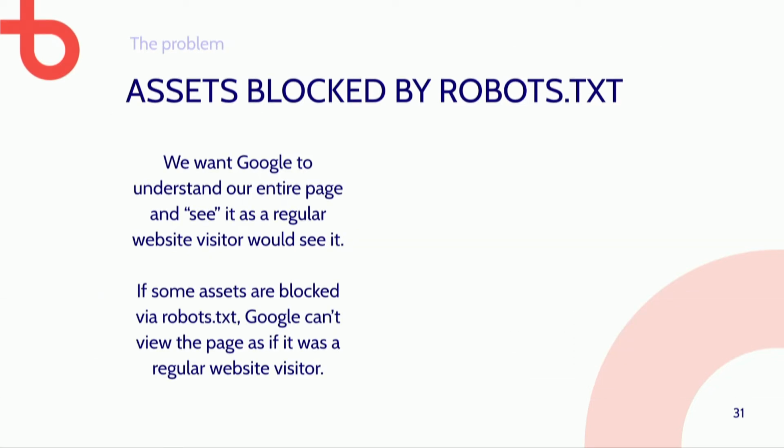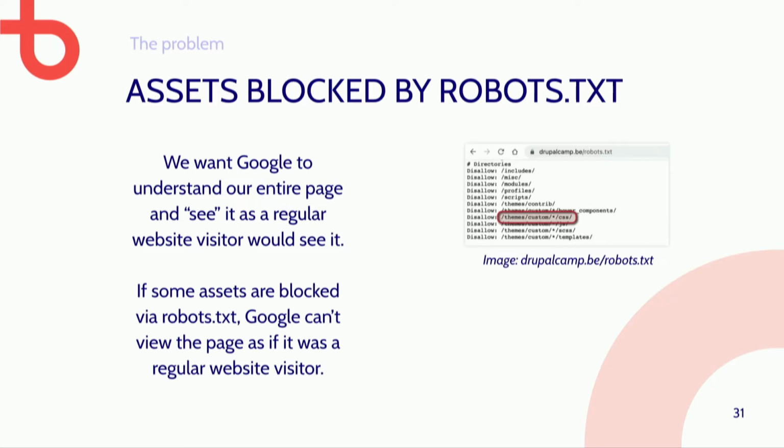So we want Google to understand and see, in quotes, our entire page as a user views our page. If a user is able to download all the files and favicons and things like that, there is no reason why Google shouldn't be allowed to view those files either. So we want the Google experience, so to speak, for Googlebot, to be more or less the same as a user that visits the site. If some assets are blocked using robots.txt, then Google is not allowed to view those files, and then they have a different experience than the regular website visitors.